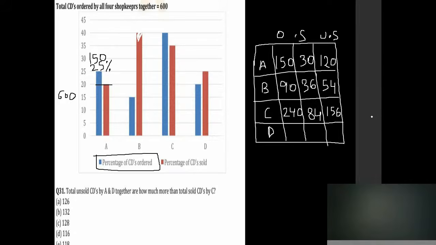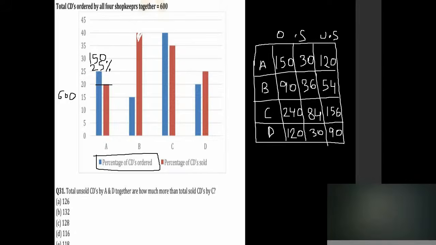Next, the last one, Shop D. Shop D ordered 20% of 600, that is 120. Next, shop D is able to sell 25% out of them. So 25% of 120 means 120 divided by 4, which is 30. 30 were sold, 90 were unsold. This is the given data. So from this, we should answer the given questions.